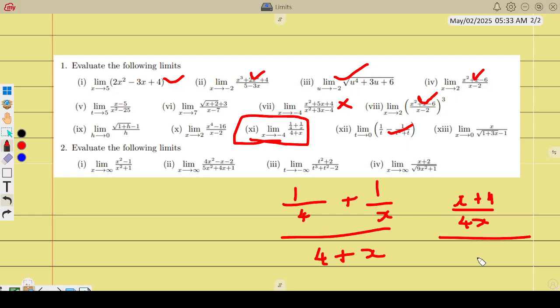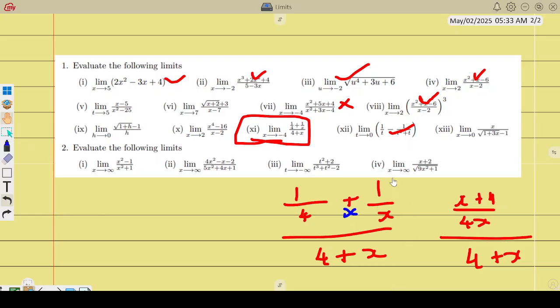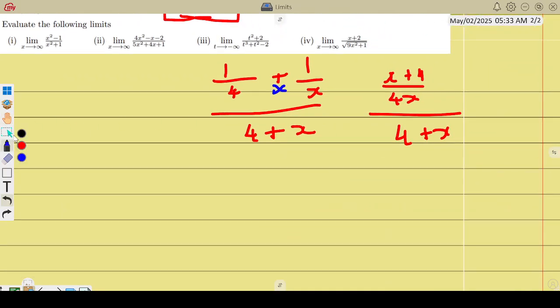Yeah, over 4 plus x. So here we've just multiplied x times x, x; x times 1, x; 4 times 1, 4. Yeah, so from there you just say I will have x plus 4 over 4x, and then this is divided by 4 plus x.